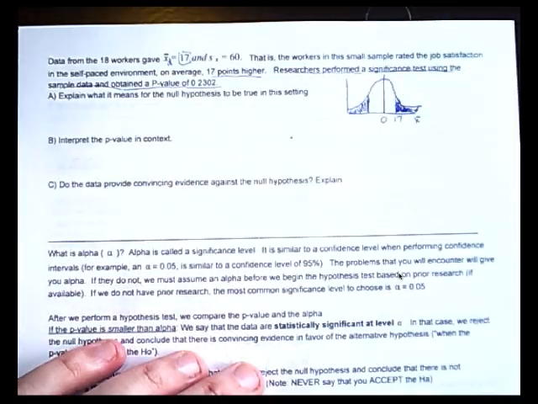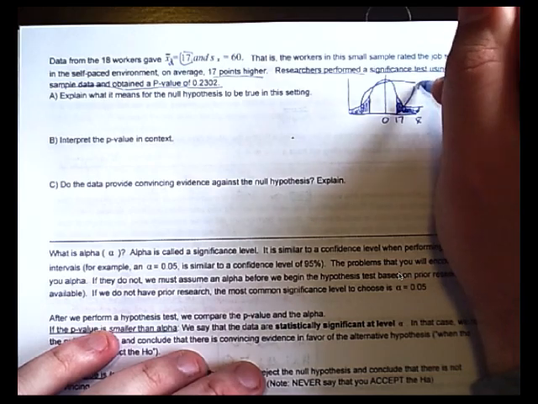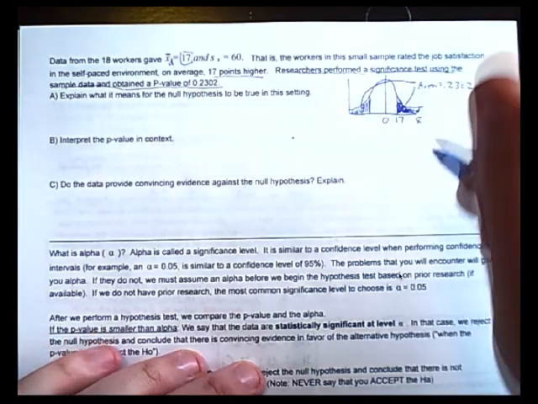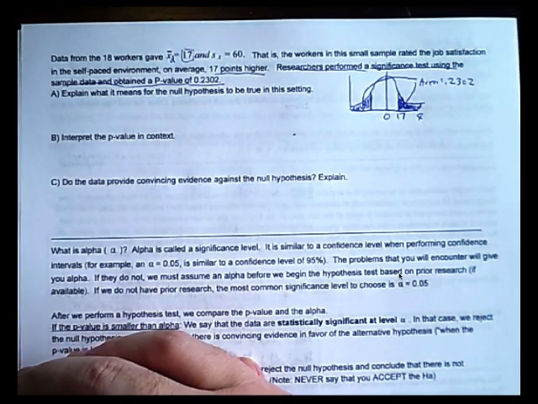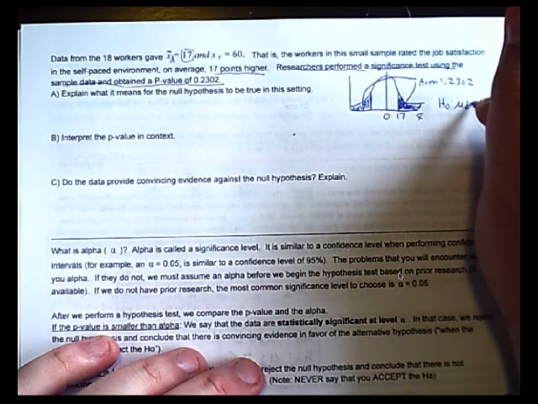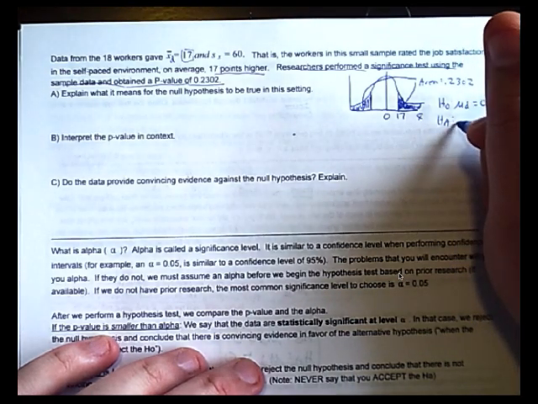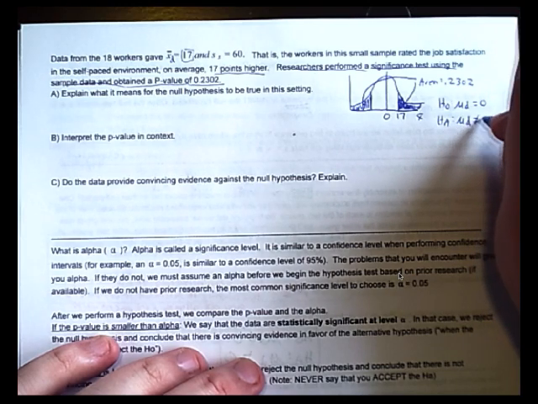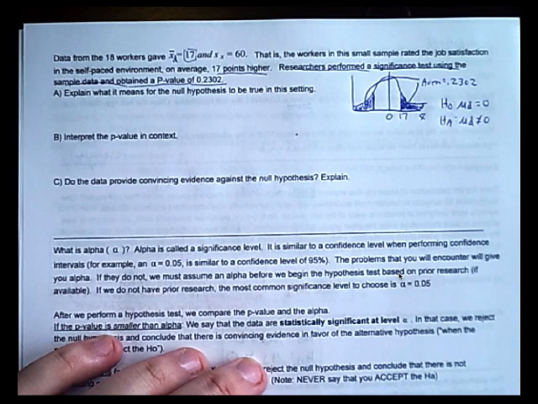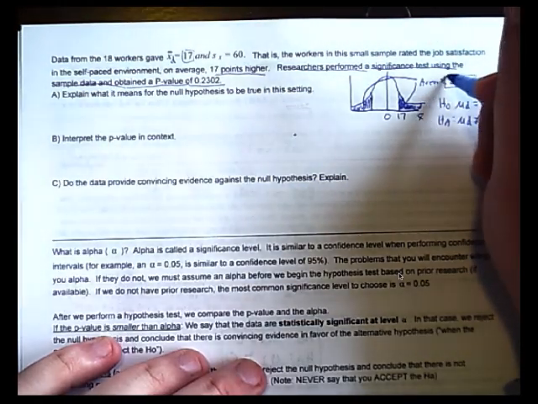So these two pieces together add up to be 0.2302. Just to remind you, our null hypothesis was that there was no difference, and our alternative hypothesis is that there was a difference. Okay. So what does the p-value tell us? What does this thing tell us?